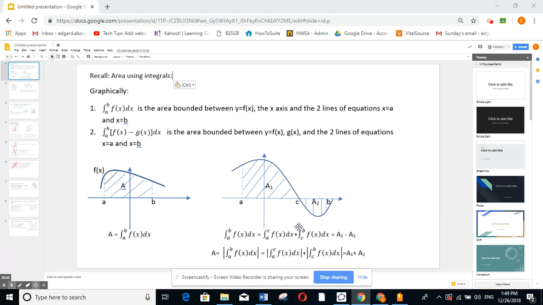I do from A till C alone in absolute value, and from C till B alone in absolute value. So I have the sum of two positive areas. However, here, if I don't put absolute value, it will be the part above minus the part below.